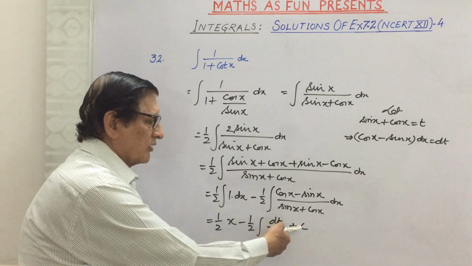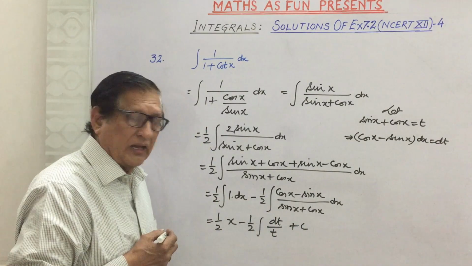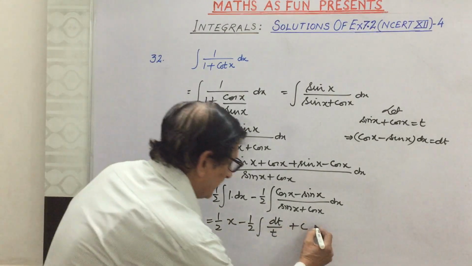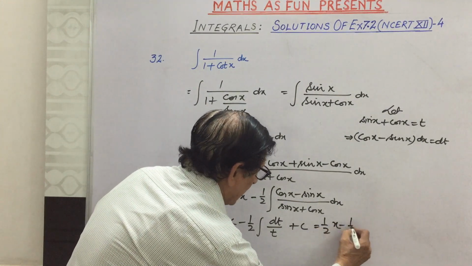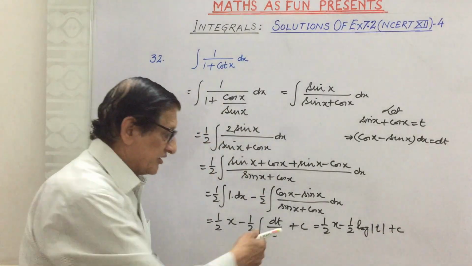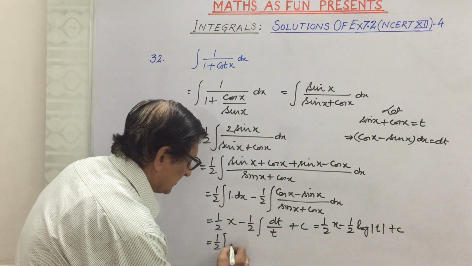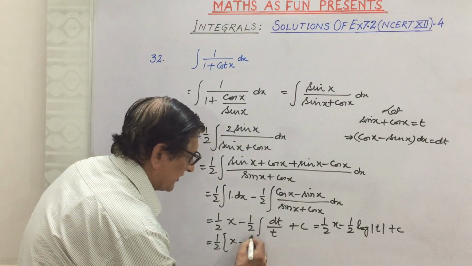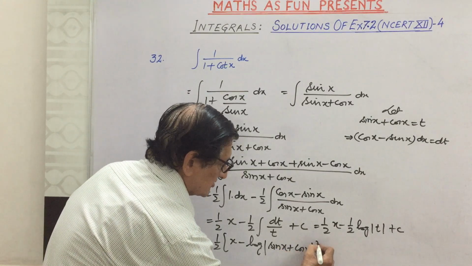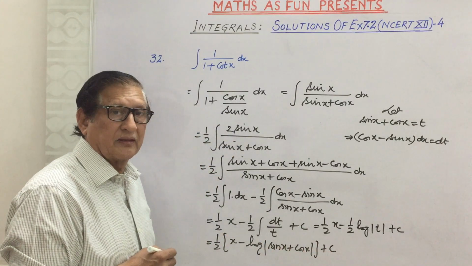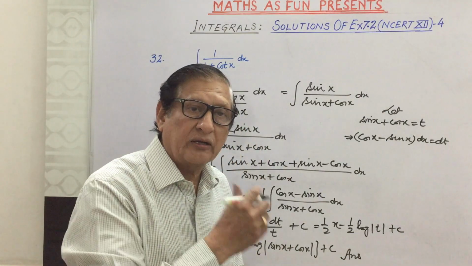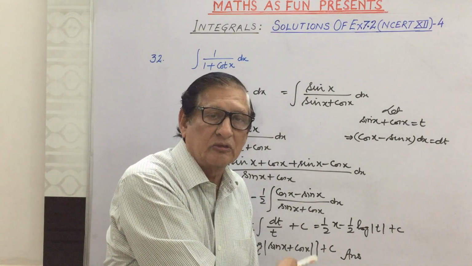We have already written the constant of integration as c here. And we know the integral of 1 upon t is log t. So we will get here half x minus half log of t plus c. If we take half common and substitute the value of t, we will get x minus log of sine x plus cos x plus c, which is the answer to the problem. I hope that you have understood the trick to be applied in this particular question.